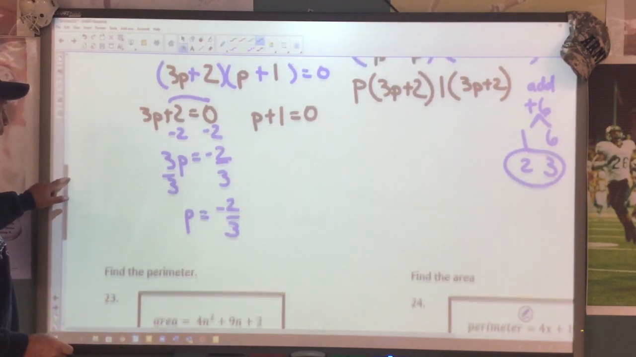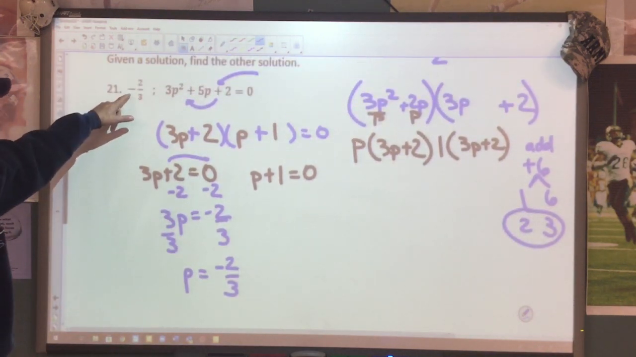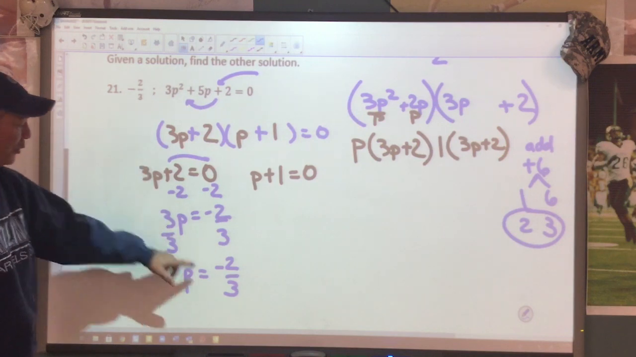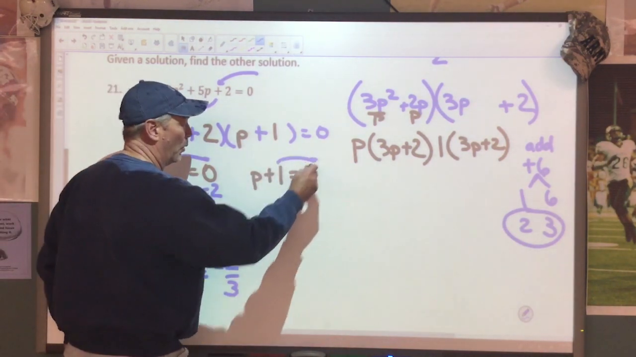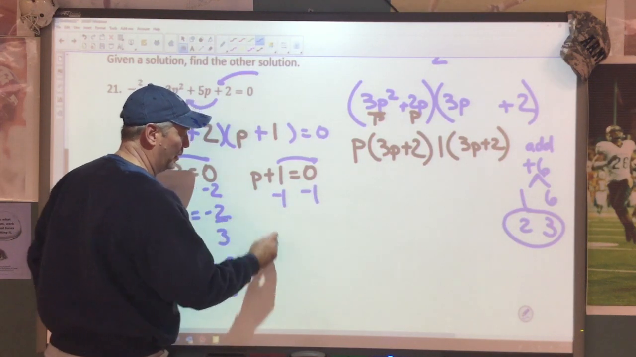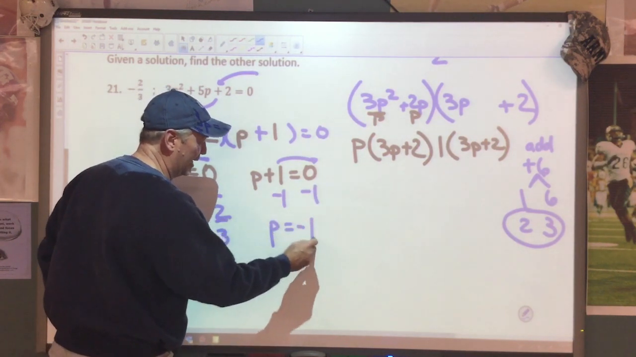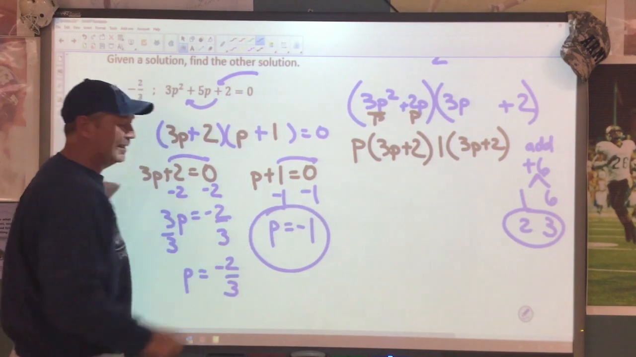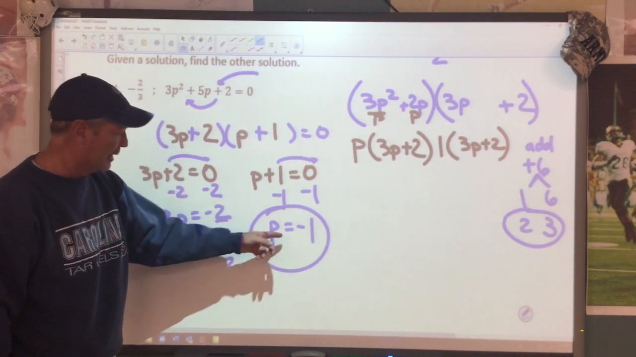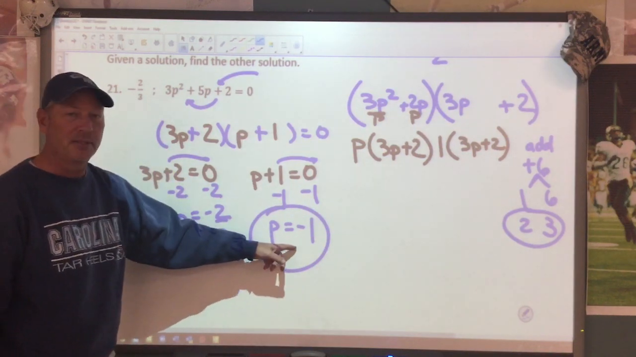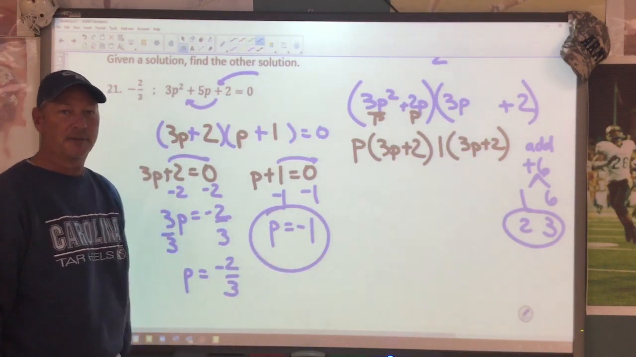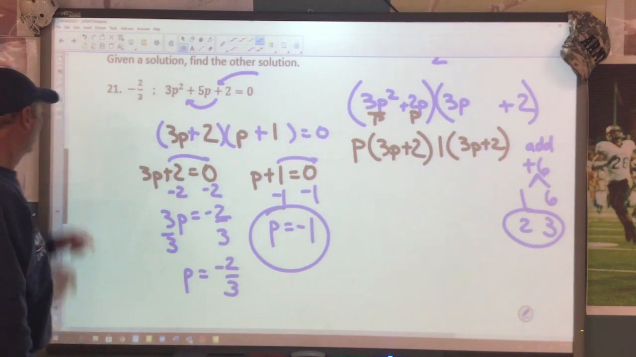Well, if you look back at the problem, they said that one of my solutions would be negative 2/3. Yes. Move the 1, minus 1, minus 1. p equals a negative 1. This is the missing solution. We already knew that this was going to happen. This is the missing solution that they asked us to find. Okay? All right, keep going.